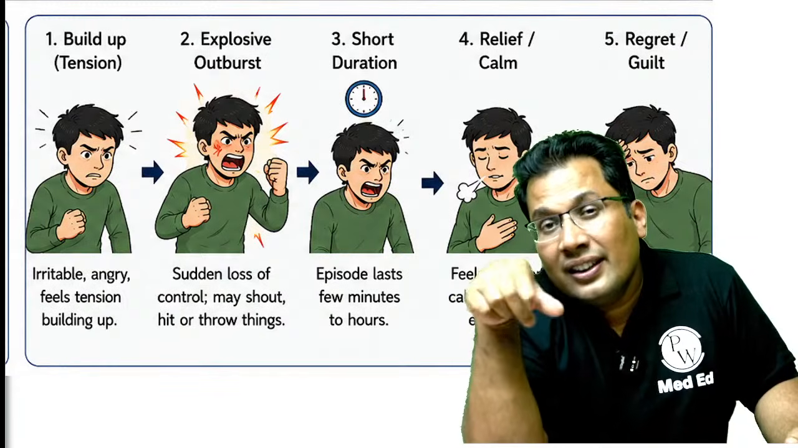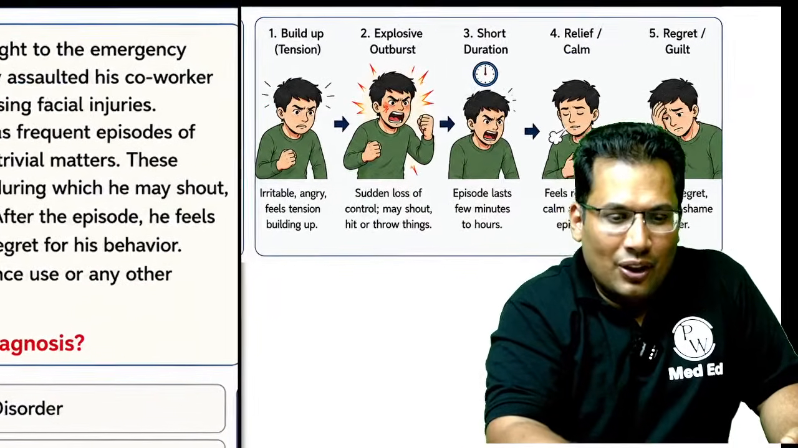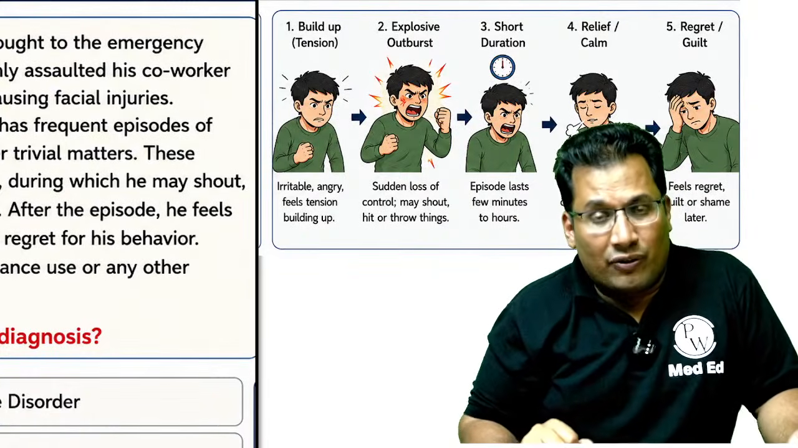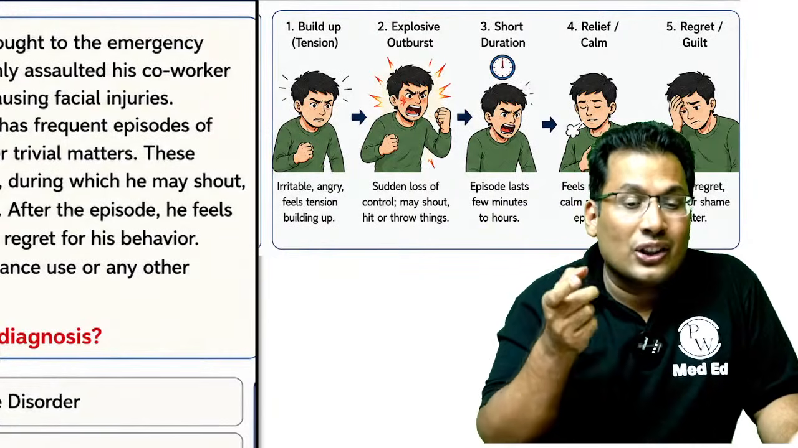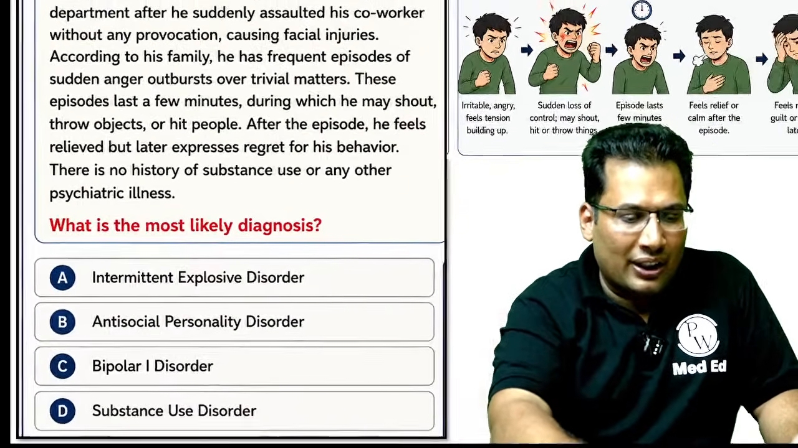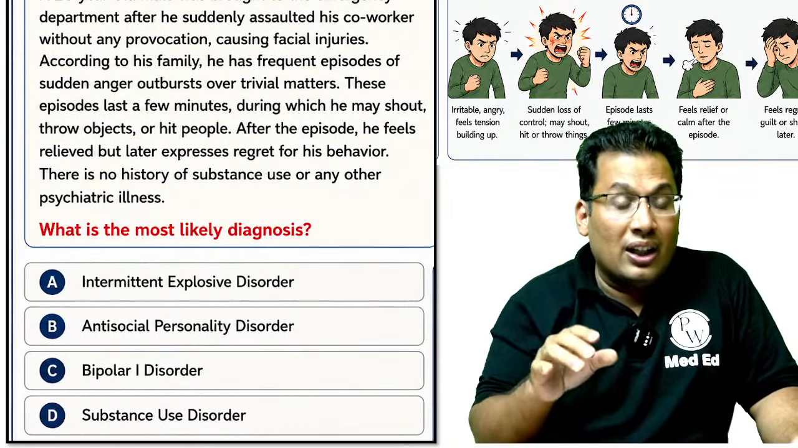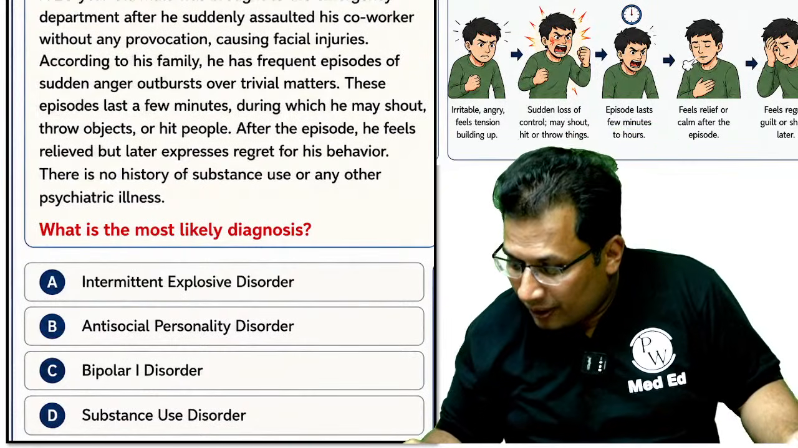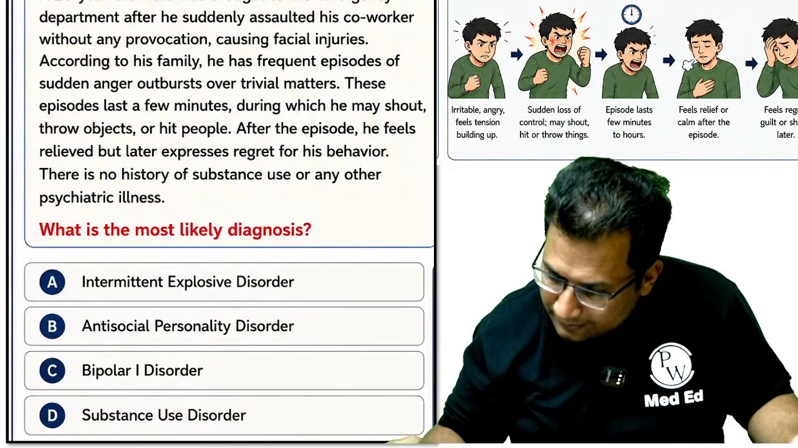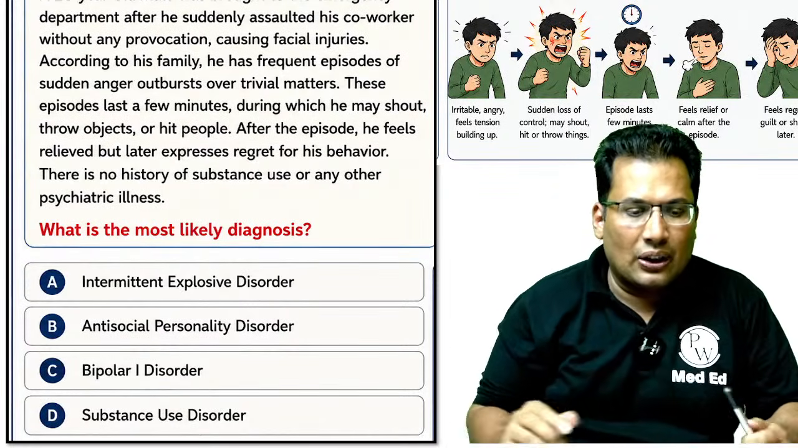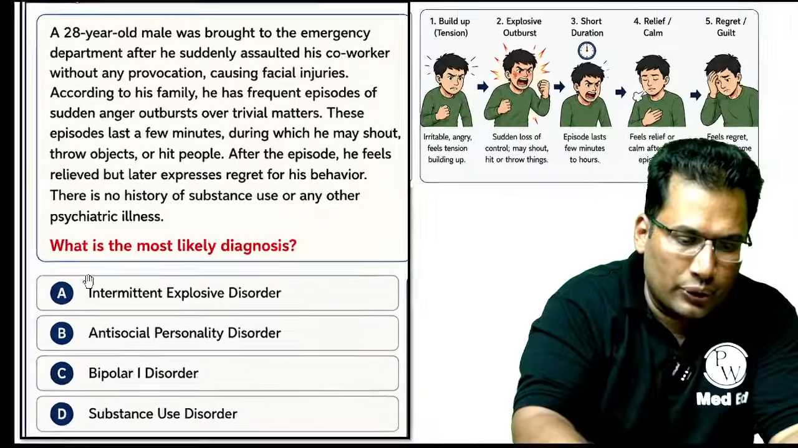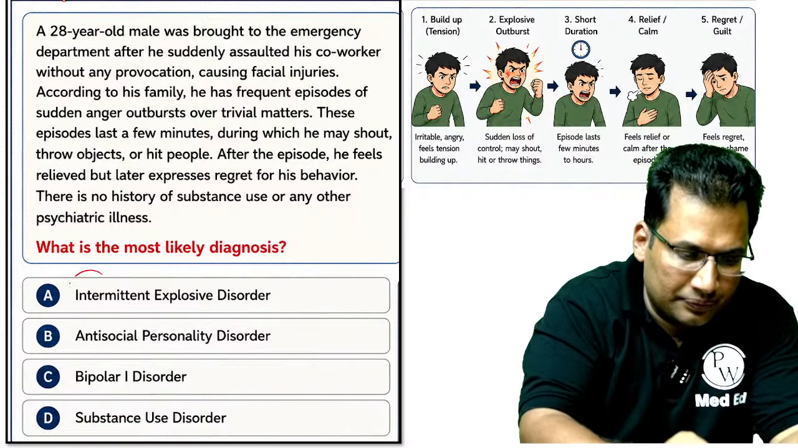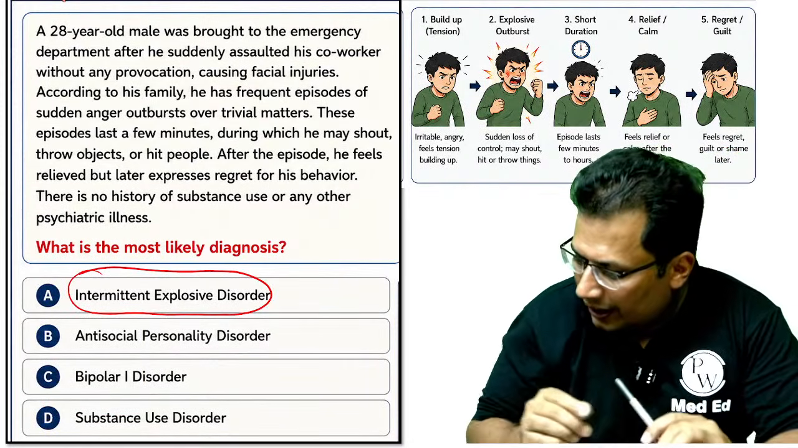So what is this impulse disorder known as? Build up of tension, explosive outburst, short duration, relief or calmness after the incident, regret and guilt. What do we call this? The options are intermittent explosive disorder, antisocial personality disorder, bipolar 1, substance use disorder. Very good. Anyone? Can you try this? This is known as intermittent explosive disorder, known as IED. Okay, explosive disorder.